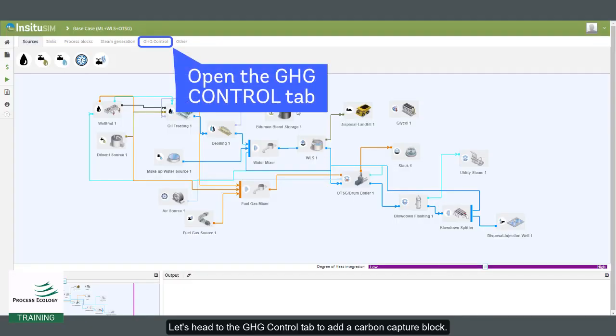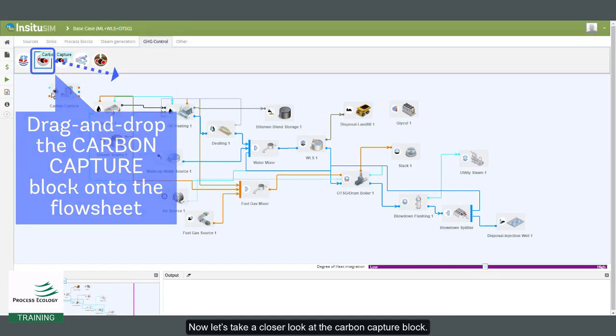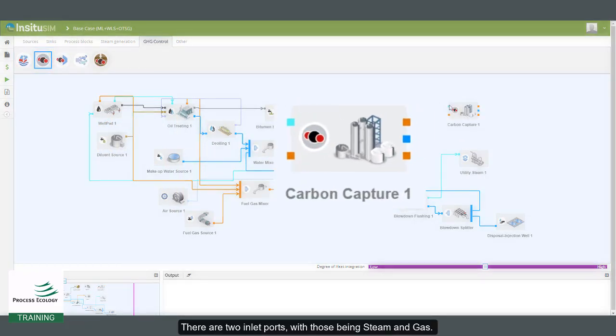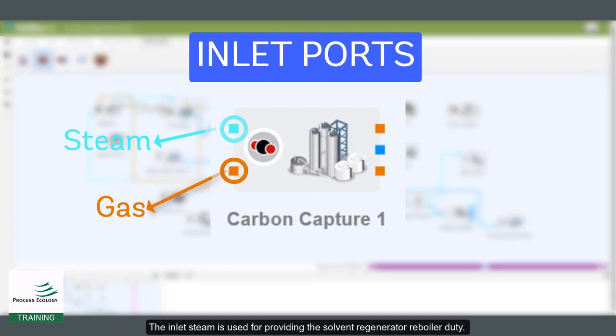Let's head to the GHG Control tab to add a carbon capture block. Now let's take a closer look at the carbon capture block. There are two inlet ports, with those being steam and gas. The inlet steam is used for providing the solvent regenerator reboiler duty.